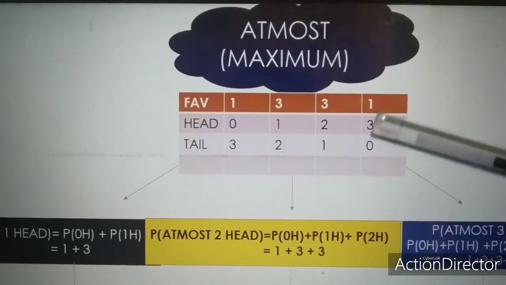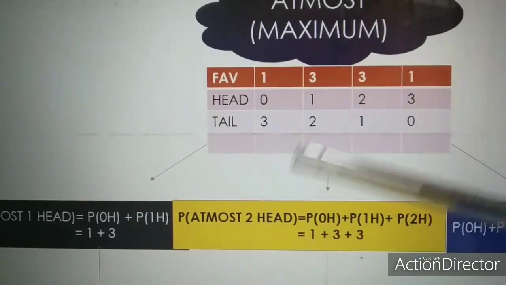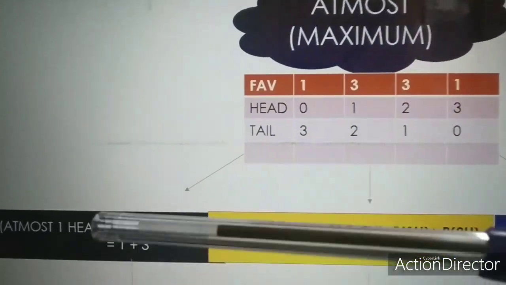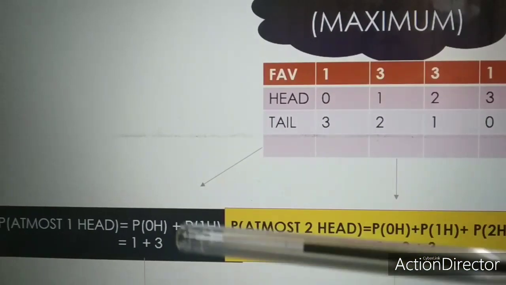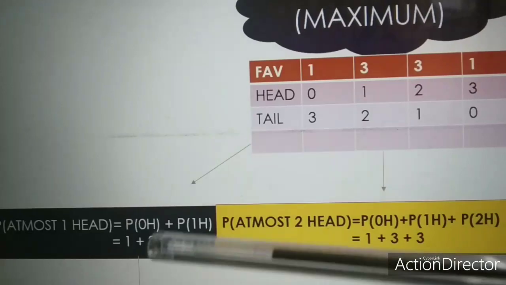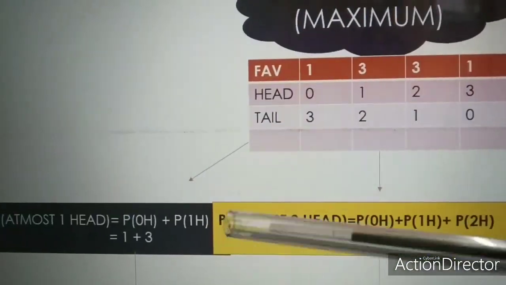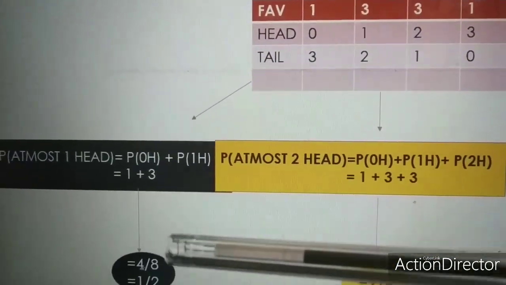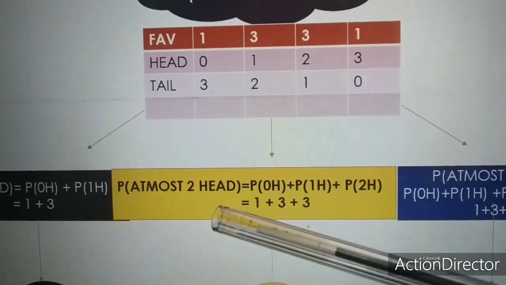Now we will move on to the next topic, that is at most. At most means maximum. Again the same table is useful for all different types of questions. Now I have been given at most 1 head. What do you mean by at most 1 head? Maximum 1 head. Maximum 1 means I can have 0 heads also and I can have 1 head also. So the favorable outcome for 0 heads is 1, and the favorable outcome for 1 head is 3. So my answer will be 1 plus 3 and the probability will be 4 upon 8 which is equal to 1 upon 2.